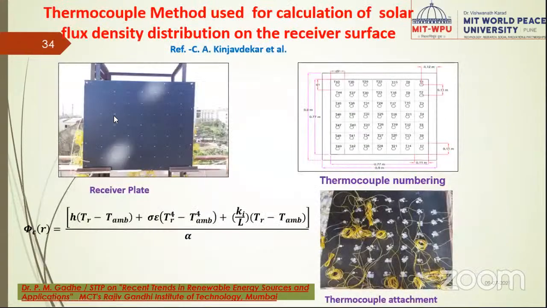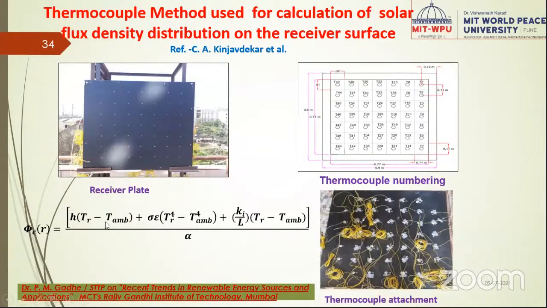So this is the receiver. To this receiver, we have connected thermocouples from the backside by making holes in the receiver plate. These thermocouples will give us the temperature. You can see here, in total 49 thermocouples we have used, connected on the backside of the receiver. When the solar radiation falls on this, the plate will get heated, and we can measure the temperature of the plate.